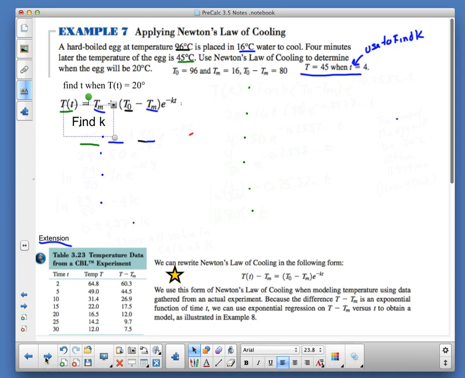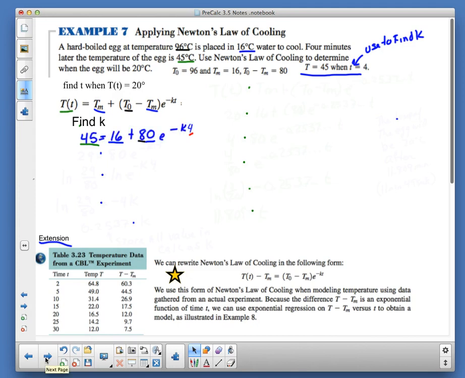We have our medium, 16 degrees Celsius, and we pop that in. We have to find our k because e is raised to the negative kt, and our time in minutes is t, which is 4 for our first one, when the temperature became 45 degrees. So I'm going to use that information to help me find my k. I'm going to pop that in.